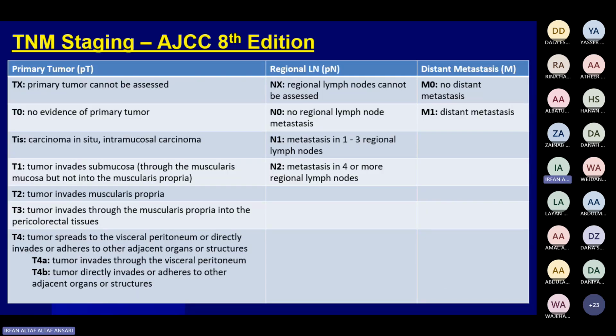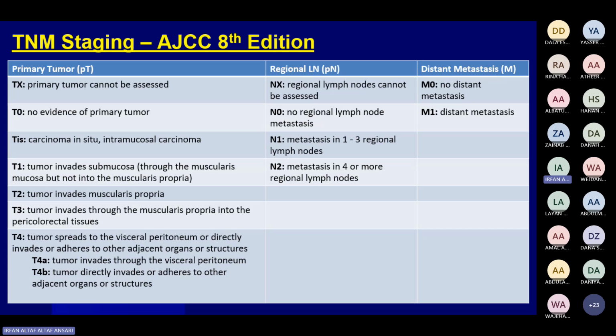This is about the AJCC, American Joint Committee on Cancer classification. Even in Saudi Arabia, they prefer the AJCC classification. It mainly depends on the T, N and M staging: tumor size, nodal metastasis, and distant metastasis. T for tumor, N for lymph nodes, and M for distant metastasis.